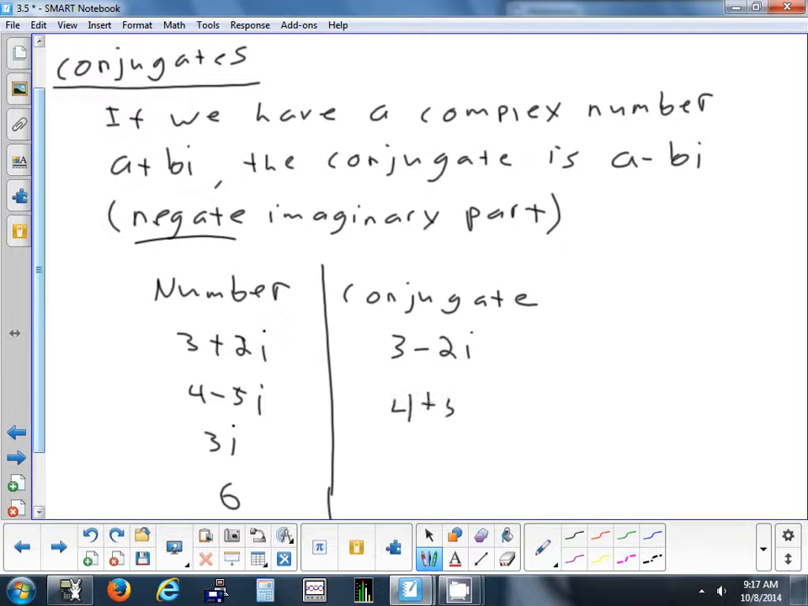Good. How about 3i? What would be the conjugate of 3i? Orlando? It'd be negative 3i. Yep, negative 3i.